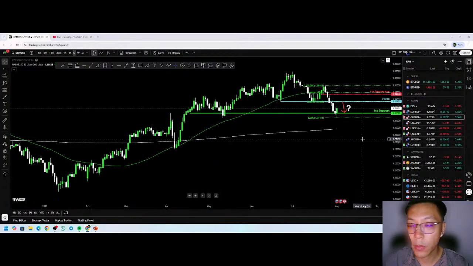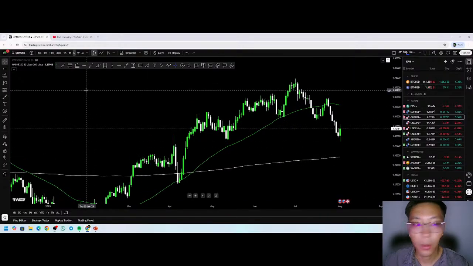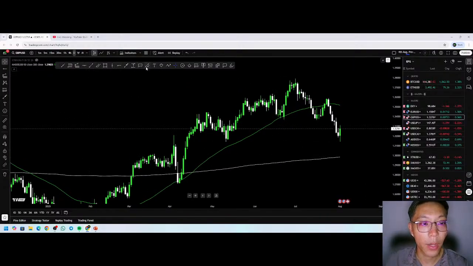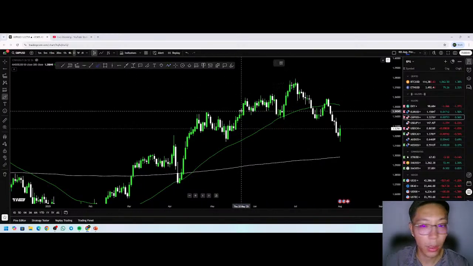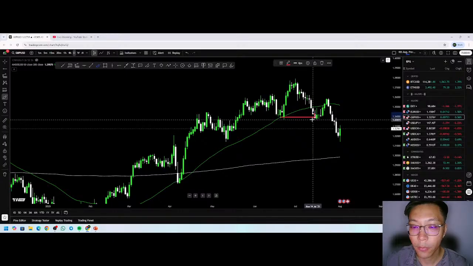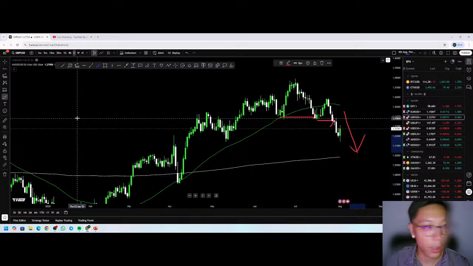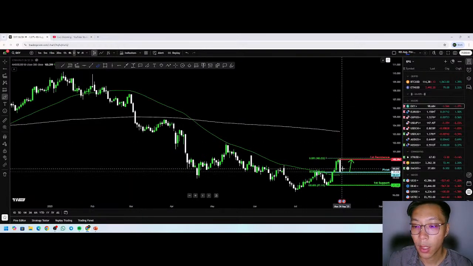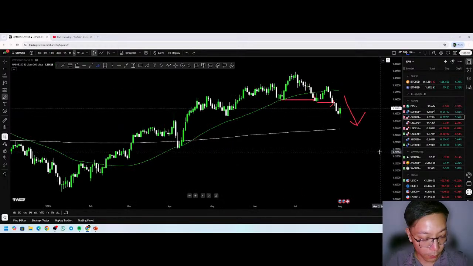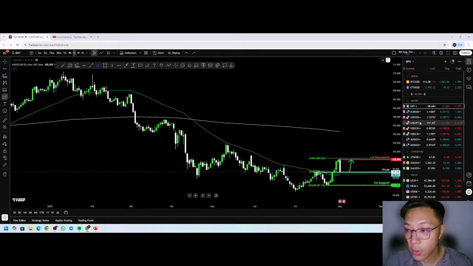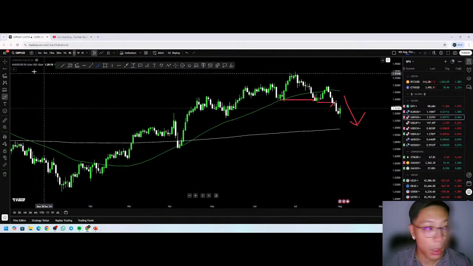Then what about GBP USD? Okay, GBP USD, another simple trade. Market structure, very nice. We have a change of character right here. That's the first sign. Second sign, we have a break of structure. So overall, downtrend. DXY, uptrend. If DXY is uptrend, or if DXY is going for a reversal, then this one will be going for a bearish outlook.